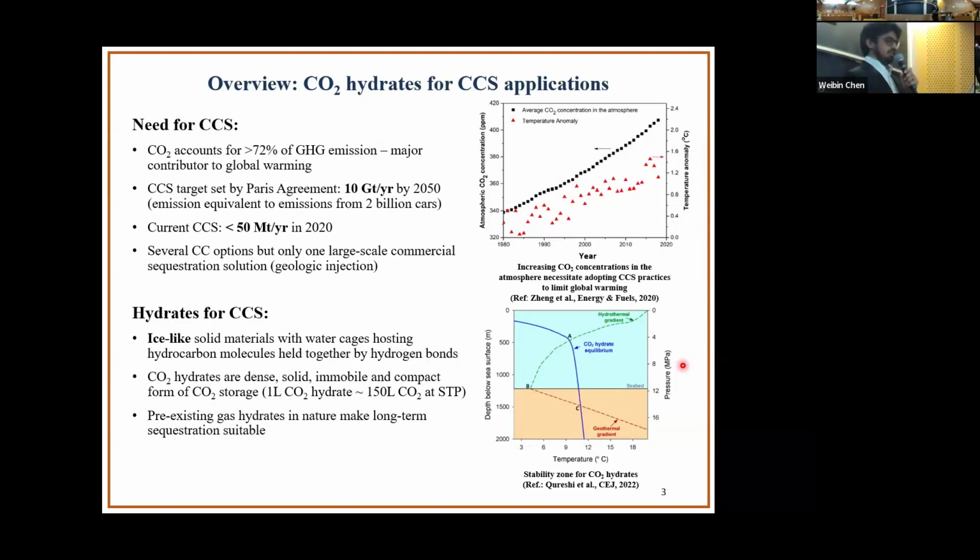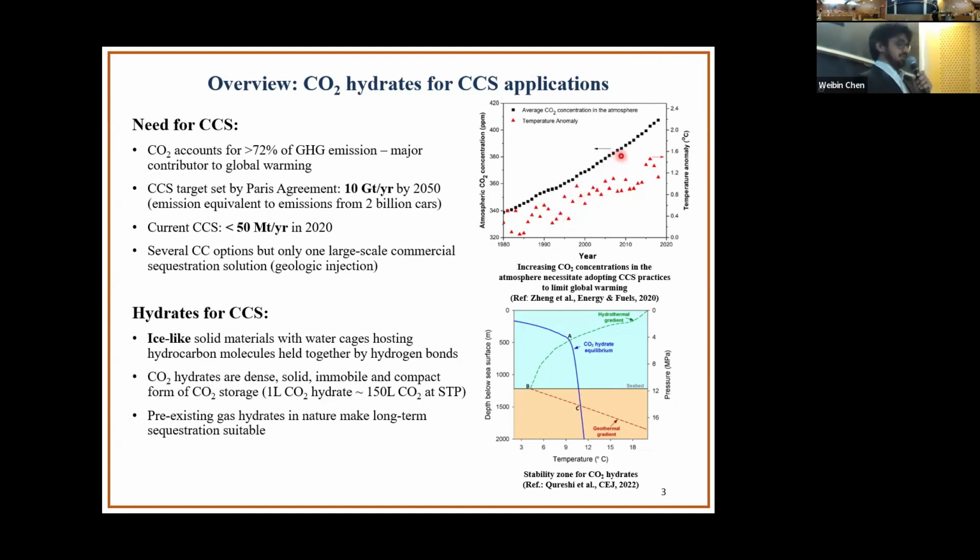So to give an overview, why do we need CCS? If you look at this graph here, the black line is the CO2 concentration in the atmosphere in the last few decades, and the red dots are the temperature around it. So you can see there's a correlation between the two, which means that the temperature increase that we have seen after the industrial revolution is essentially the cause of this excess CO2 in the atmosphere, and therefore anthropogenic use.